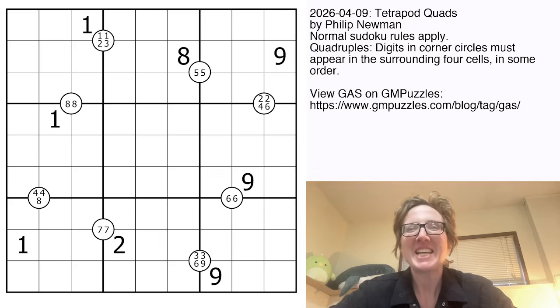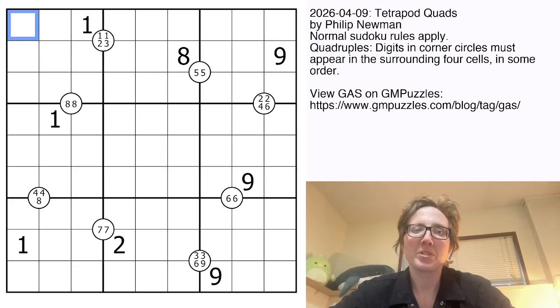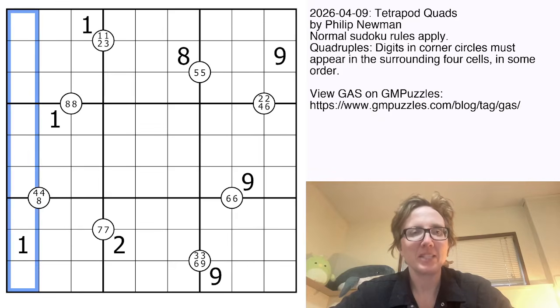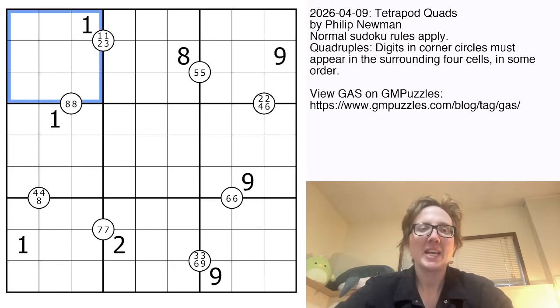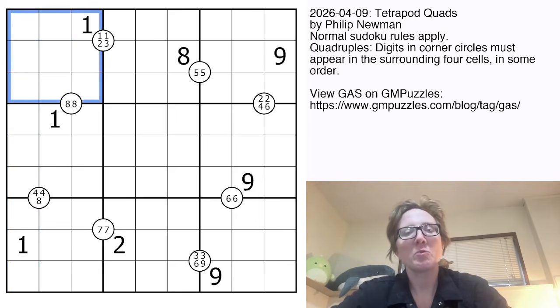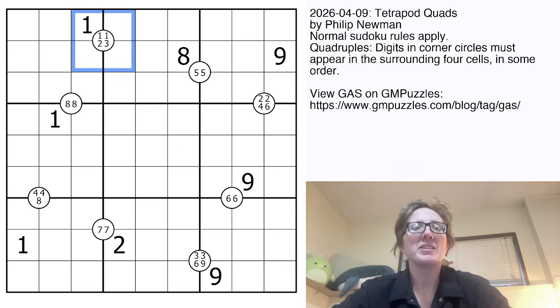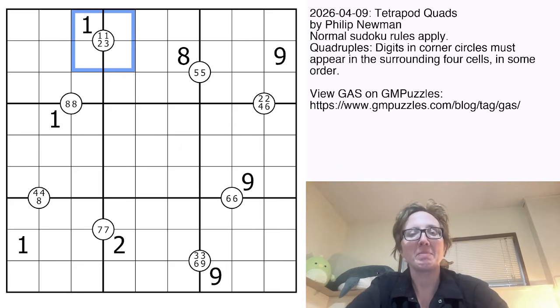Tetrapod Quads by Philip Newman. This is a quadruple Sudoku. That means we have normal Sudoku rules, so we're placing the digits 1 through 9, once each in each row, each column, and each outline 3x3 region. And in addition to that, there are some white circles in the grid, and wherever you see a white circle with digits in it, those digits have to appear at least once in the surrounding 4 cells, or rather, they have to appear at least as many times as they appear in the quad clue.